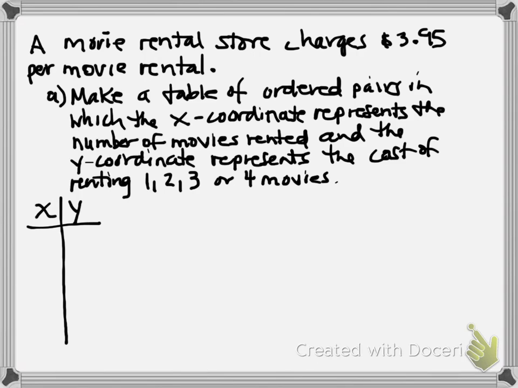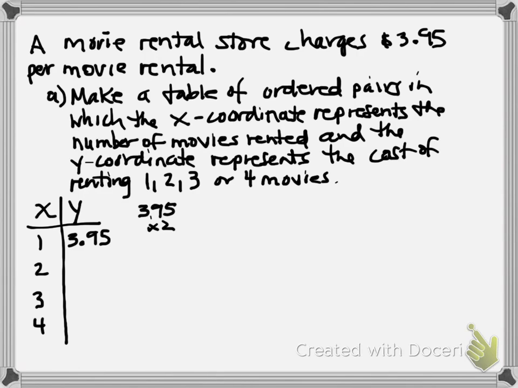So what we're going to do is make our table of ordered pairs. In the second part, it gave away what we're going to choose for the number of movies: 1, 2, 3, 4. Second part, we're going to have to do some calculations. So it's easy to figure out how much it costs to rent 1 movie. What's that going to be? $3.95. Okay.